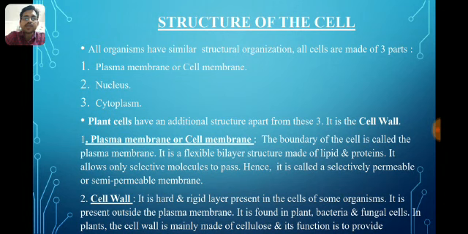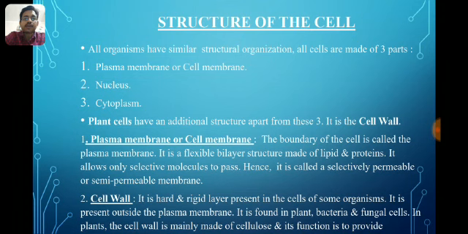All organisms have similar structural organization, so all cells are made up of three parts: plasma membrane or cell membrane, nucleus, and cytoplasm. Plant cells have an additional structure apart from these. It is called the cell wall.